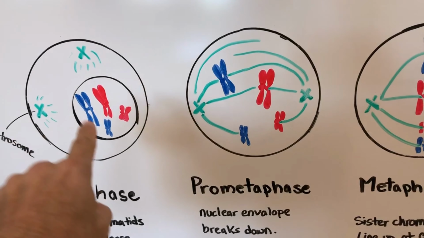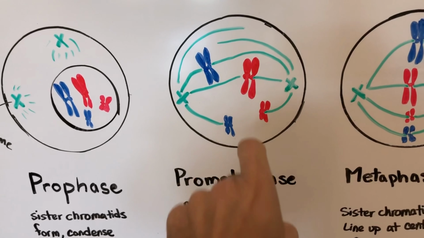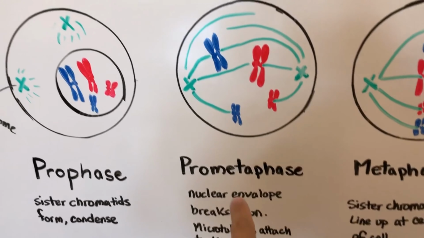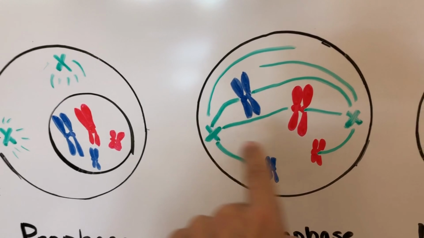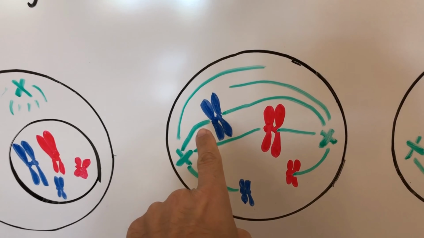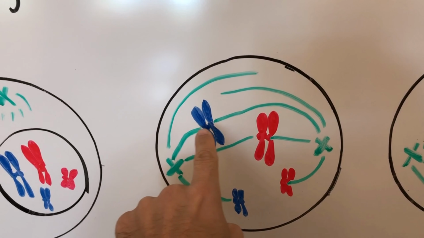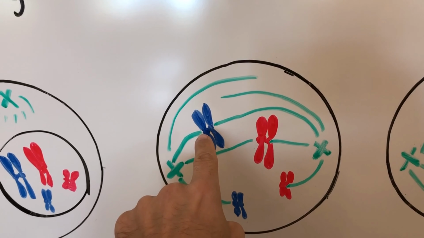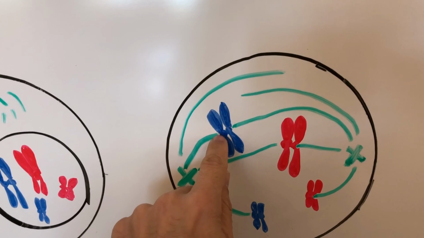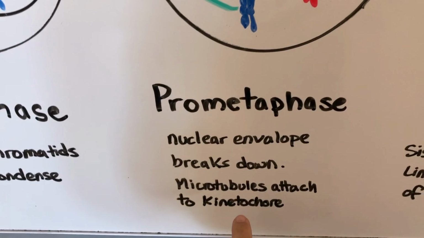And look, the nuclear envelope, the nucleus has broken down. The sister chromatids are essentially floating around the cytoplasm at this time. The nuclear envelope breaks down, and microtubules attach to kinetochore. So what does that mean? Notice that the centrosome here and the centrosome here, those microtubules have really grown. And when the microtubule encounters the sister chromatids at the centromere, it can actually connect to the sister chromatid. Microtubules connect to the sister chromatids at the centromere, at the narrow waist. And the way they connect is that there are these proteins there called kinetochore, and microtubules attach to kinetochore.